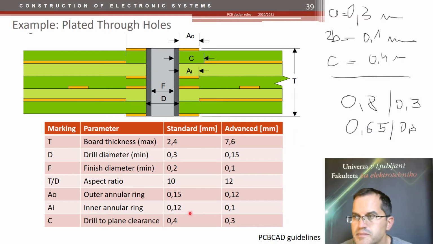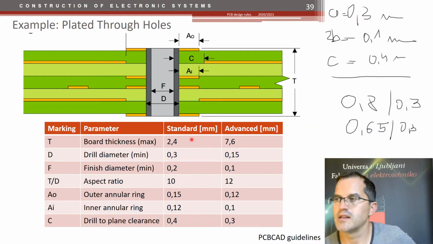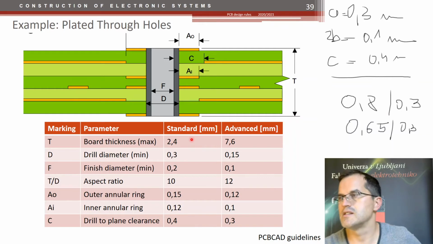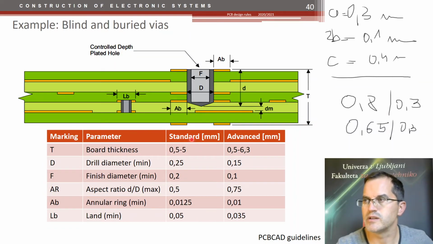So yeah, you should check your manufacturer before you start defining design rules in your PCB, and then before you actually make it. These are rules for plated through holes, and these are rules for blind and buried wires.